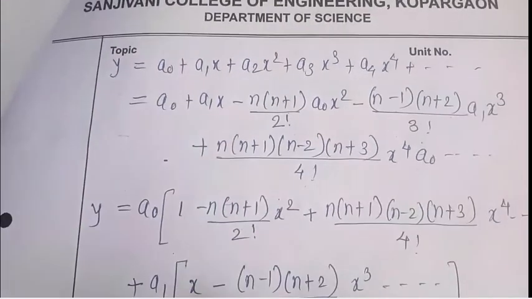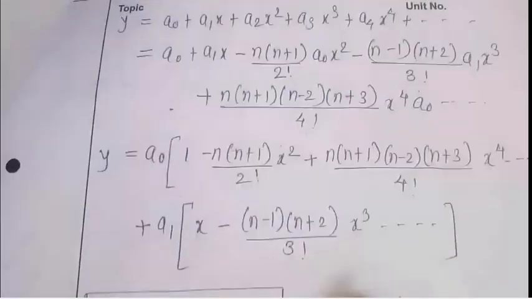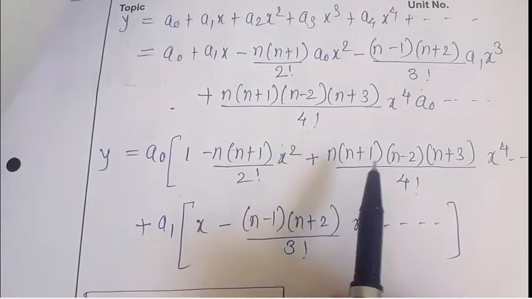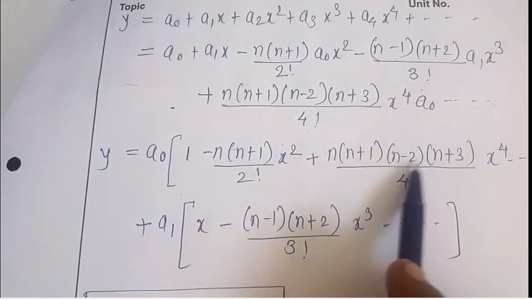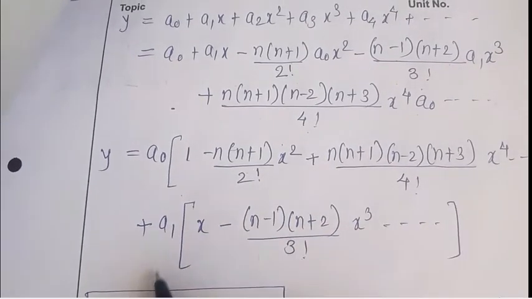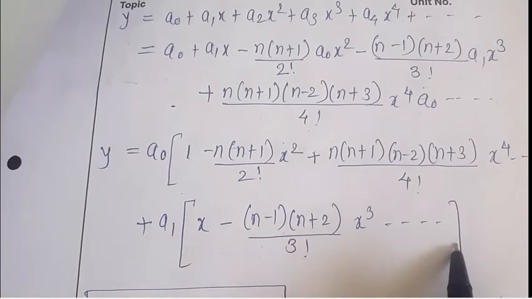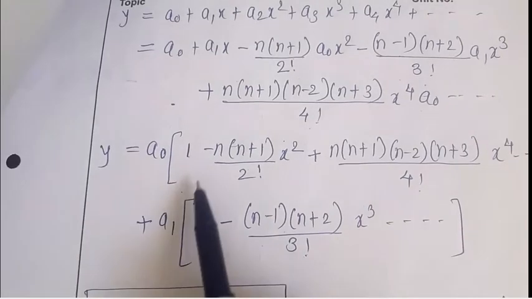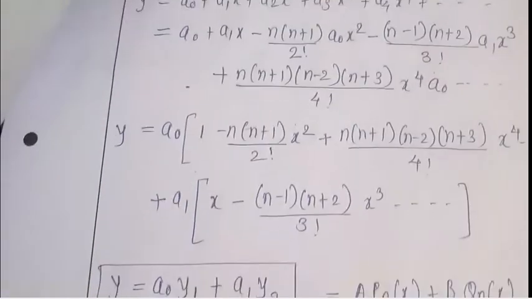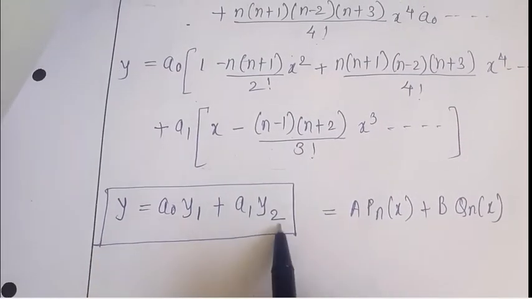So y can be written as, taking a0 common we get one bracket and a1 common we get another bracket. So a0 times 1 minus n(n+1)/2 factorial x square plus n(n+1)(n minus 2)(n plus 3)/4 factorial x to the power 4 and so on, plus a1 times x minus (n minus 1)(n plus 2)/3 factorial x cube and so on. So we got these two brackets. The first bracket we denote by y1 and the second bracket by y2. So we obtained the final solution y is equal to a0 y1 plus a1 y2.